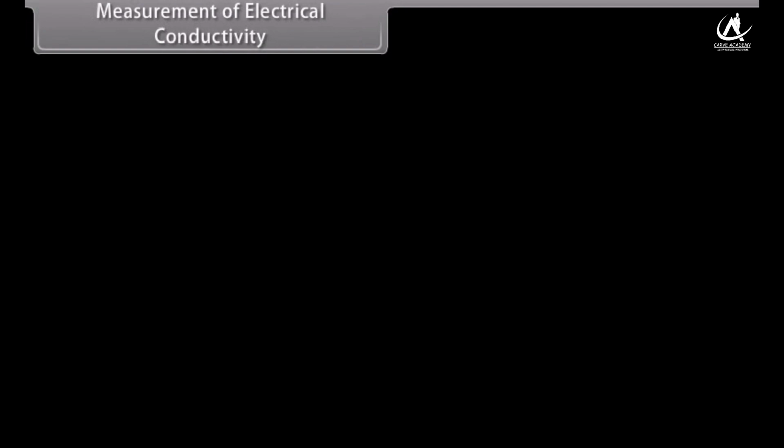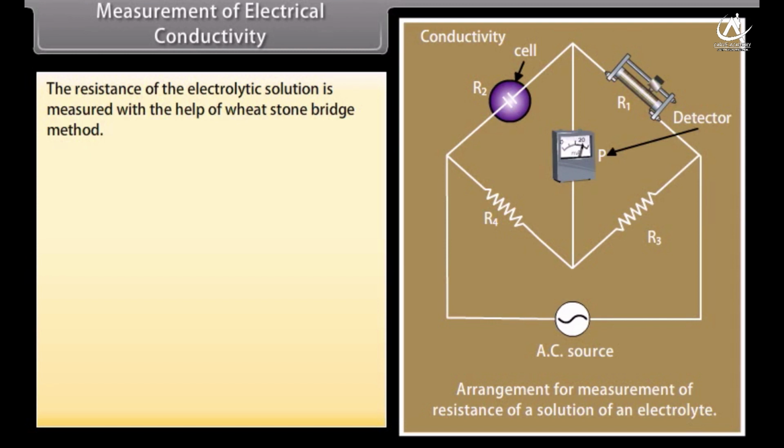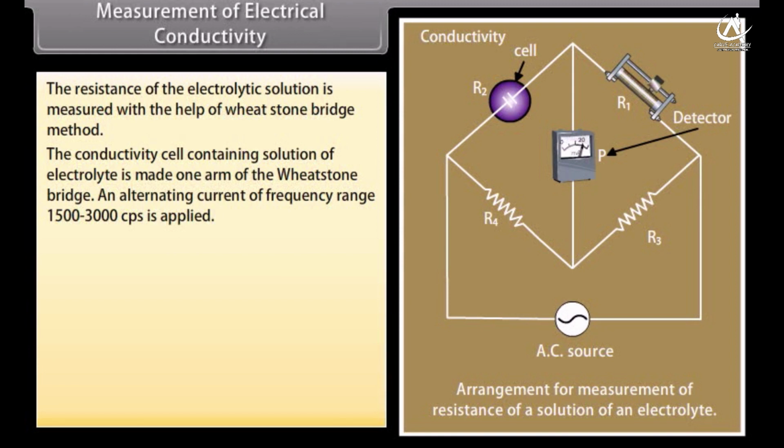Measurement of electrical conductivity. The resistance of the electrolytic solution is measured with the help of the Wheatstone bridge method. The conductivity cell containing solution of electrolyte is made one arm of the Wheatstone bridge. An alternating current of frequency range 1500 to 3000 cycles per second is applied.